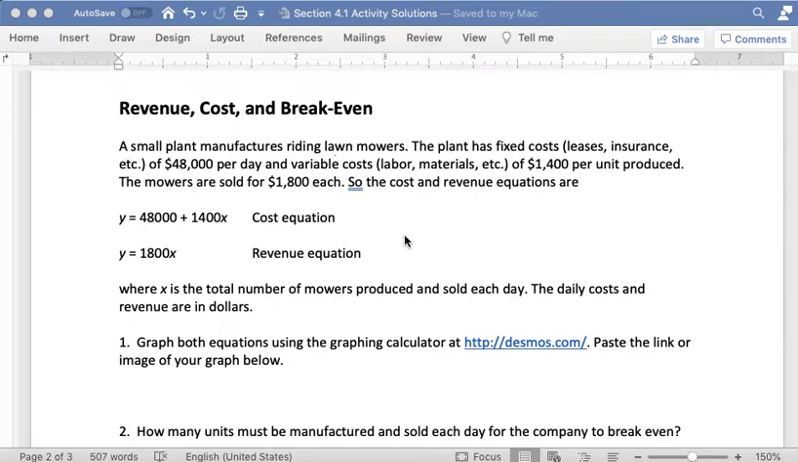In this video, we're going to go through the revenue, cost, and break-even problem from the Section 4.1 activity. So in this problem, we have a plant that makes riding lawnmowers. They have fixed costs and variable costs, and these are things that we have discussed before.